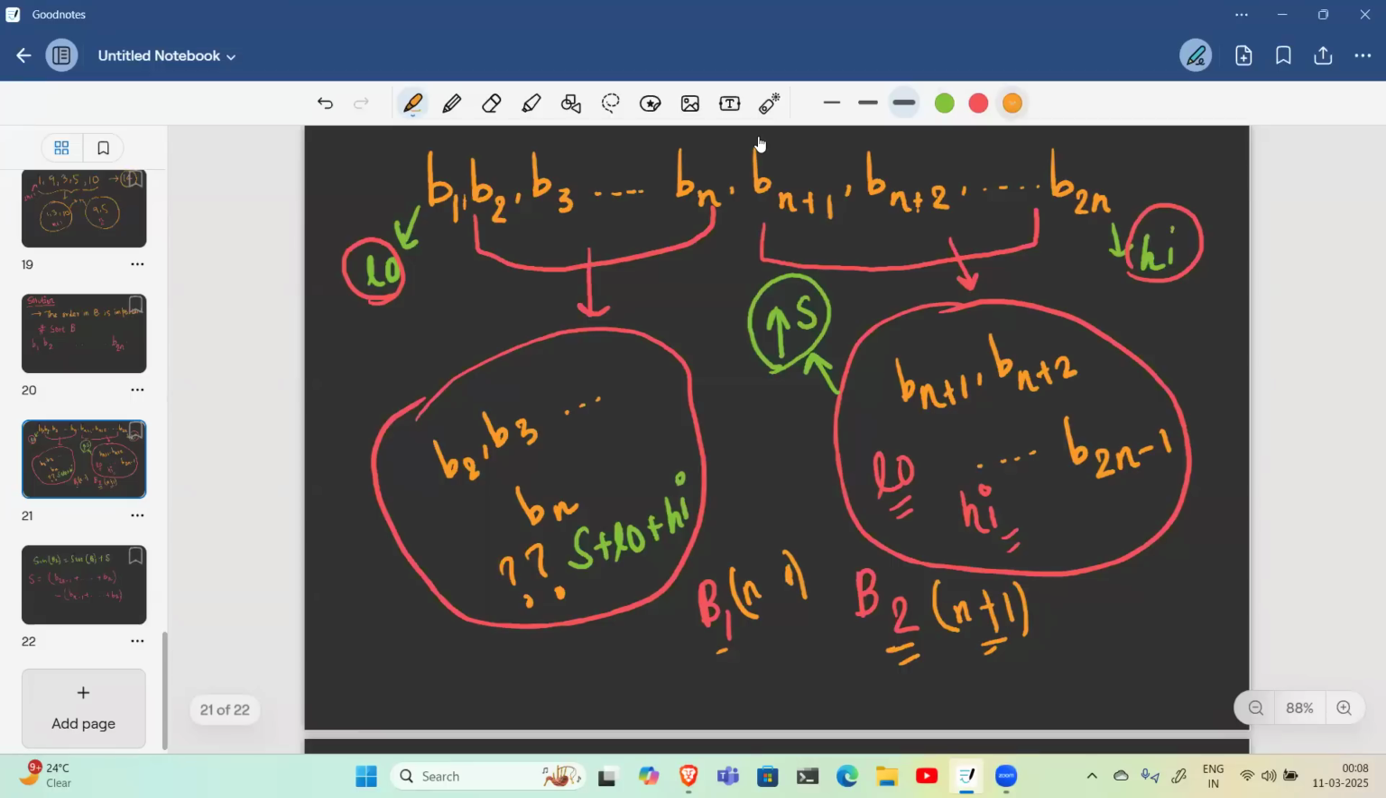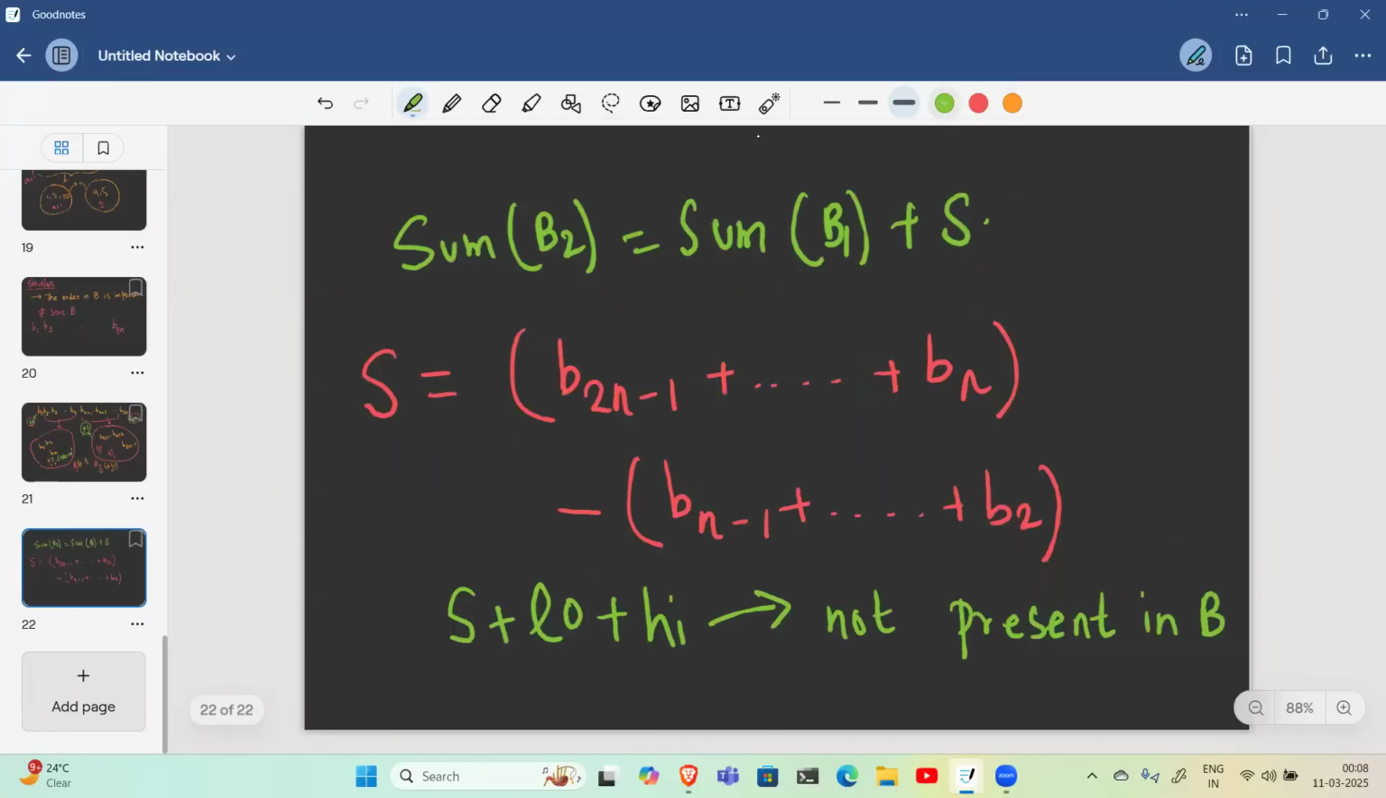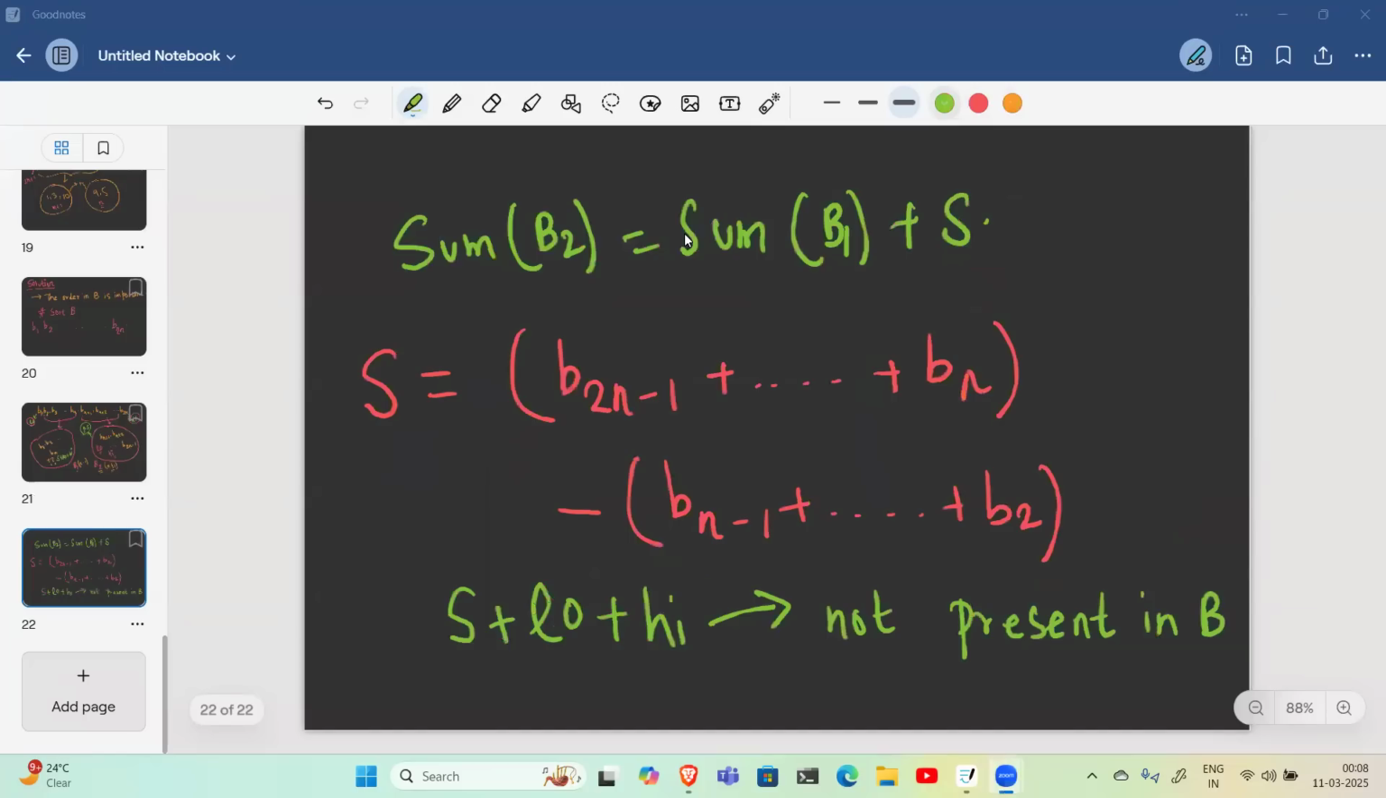Okay, so now what remains to argue is that S plus low plus high is not present in B. Can someone give an argument or tell me why it is not present in B? Why should it not be present in B? Because if it is present in B, then the solution fails, right? Because then we get duplicate elements.